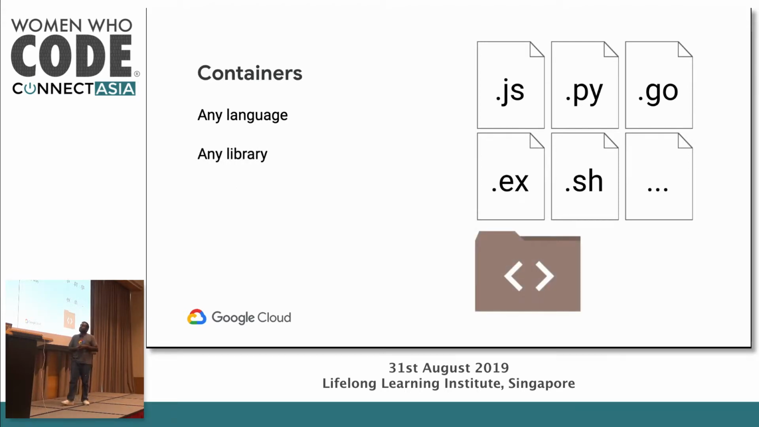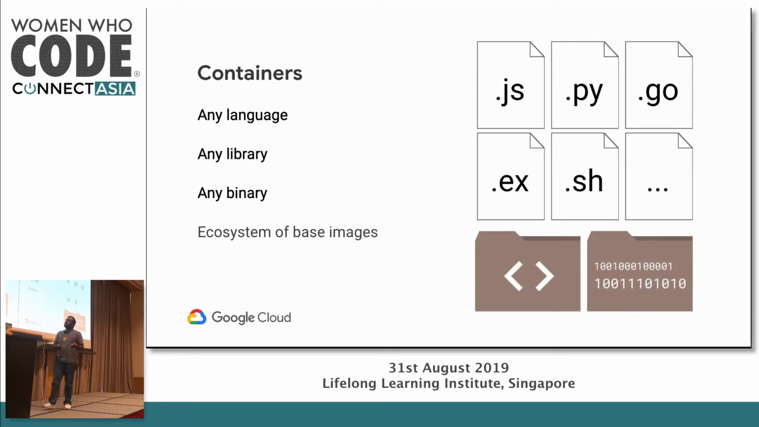As I said, any library, any binary, there's a ton of base images from things like Nginx, Redis, you name it, everything is available as a container right now. And finally, containers are industry standard.